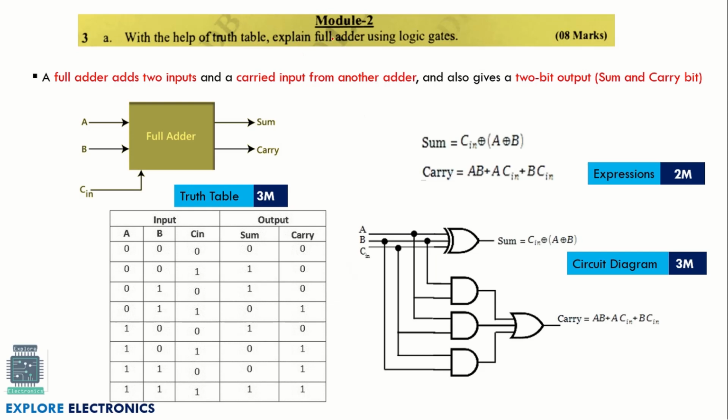Then in the module 2, the first question is on full adder. Explain full adder using logic gates. In this module, every question will be having a truth table, and for that we need to write the block diagram, and then we need to write the expression and then circuit diagram. This is the way we are going to answer these digital circuit questions.